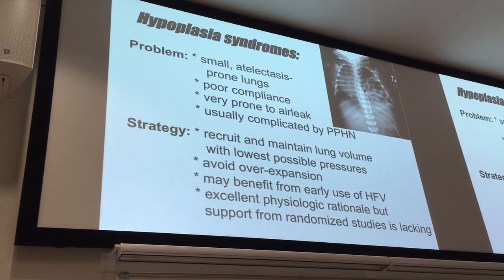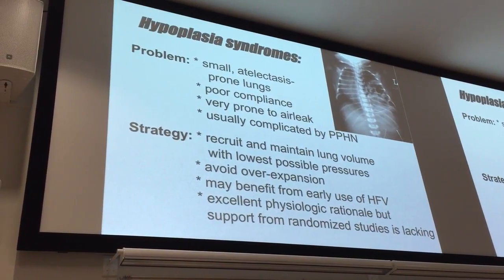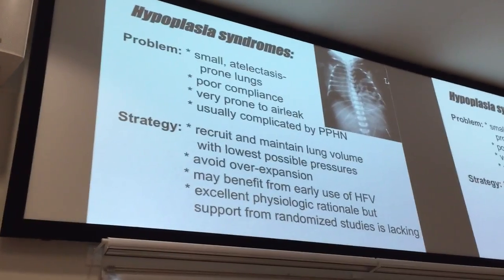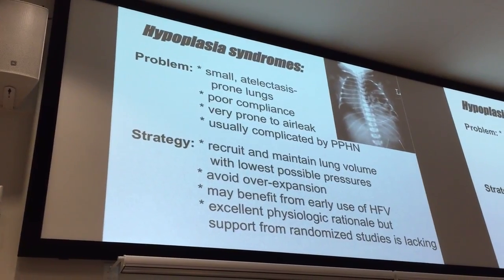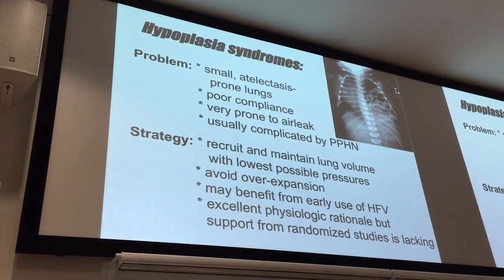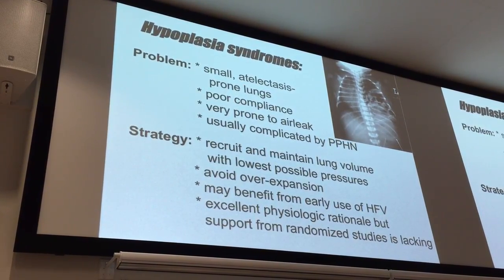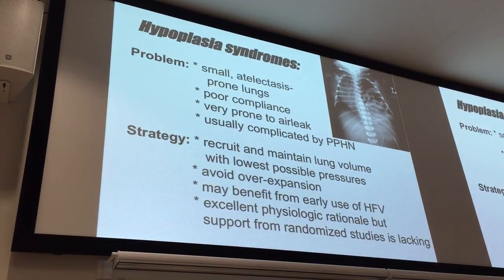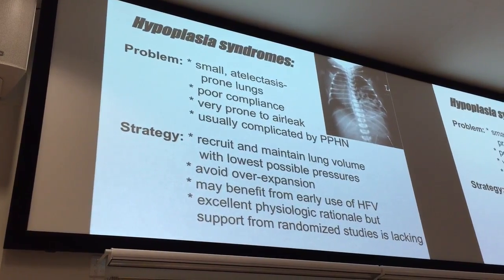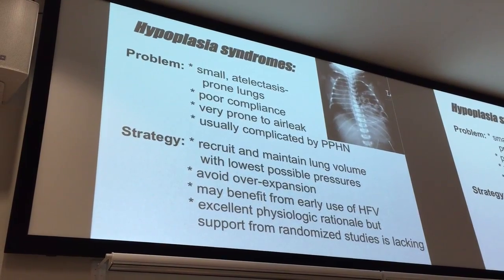Maybe we could have allowed a little more permissive hypercapnia, but the bottom line is, if you think about it, the baby's CO2 production is going to be the same per kilo whether or not the lungs are hypoplastic. So the alveolar ventilation probably needs to be about the same, and given that they have fewer alveoli, you are by definition causing volume trauma when you ventilate them at normal tidal volume.